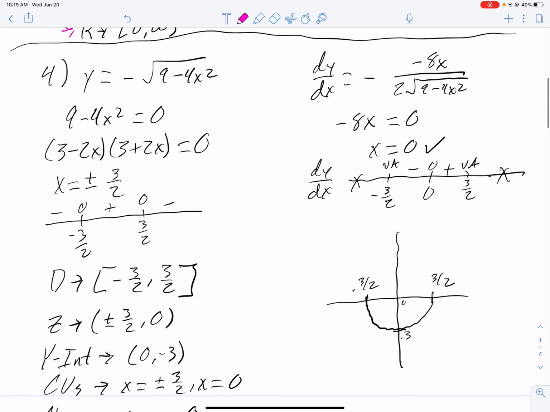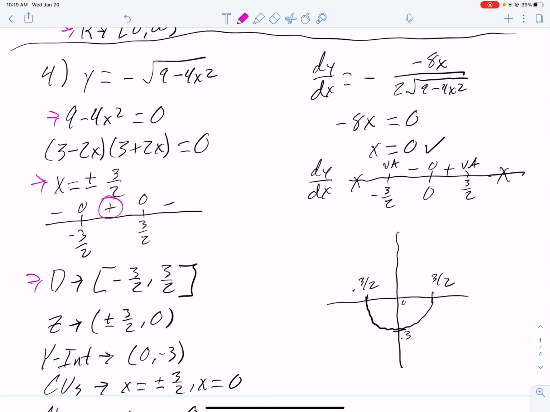Number 4, same thing. I set up what's inside my radical so that I can find my zeros, knowing that my zeros are also going to be critical values. Make my sign pattern of what's inside the radical, what's called the radicand, and I see that the only place that's positive is in between -3/2 and 3/2. As I've told you in class, if our domain has a defined start and a defined end, we can guarantee there's going to be a critical value somewhere in the middle.